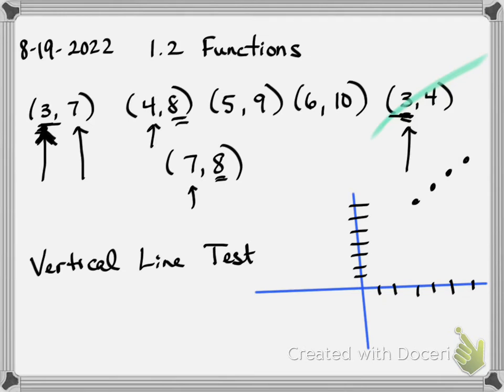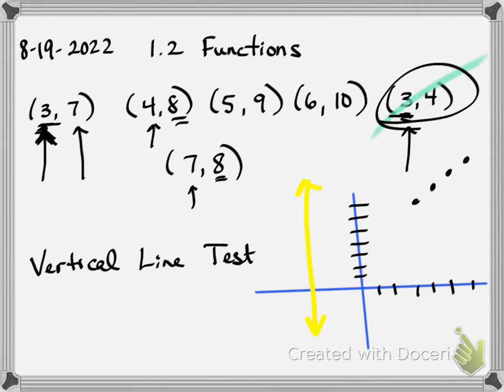Vertical line test, if you remember, just says if I were to take this vertical line up and down and slide it anywhere across the graph. So let's say I took that vertical line and I put it right here. Is it only going through one point? Yep. No matter where I move it, it's only hitting one point on this graph. That means it passes the vertical line test, or it's a function.